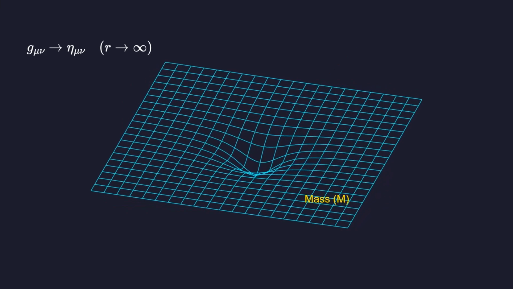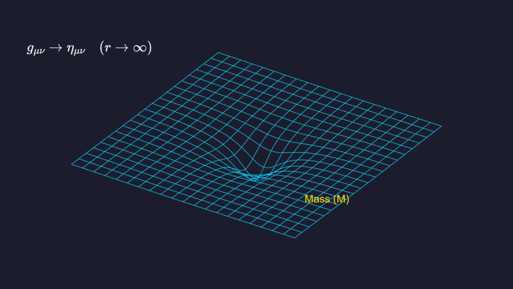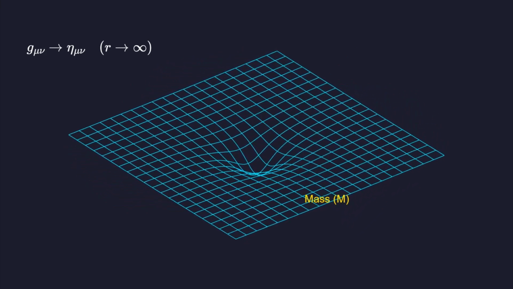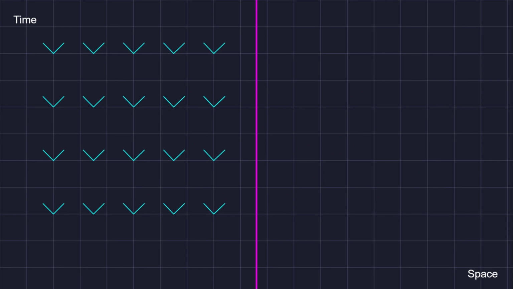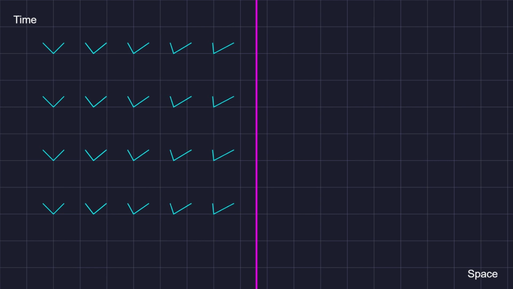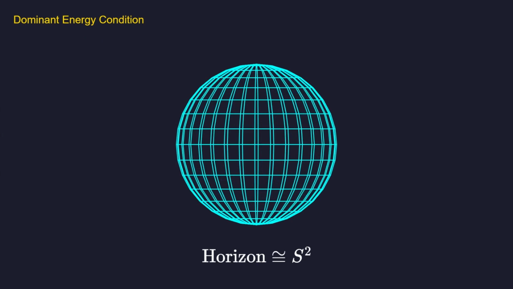This definition requires the manifold to be asymptotically flat, meaning its geometry approaches standard Minkowski space at immense distances from the mass. This horizon acts as a topological one-way membrane because light cones tilt inward, forcing all future-directed world lines to cross only in one direction.